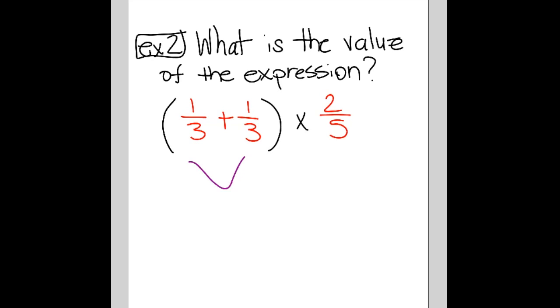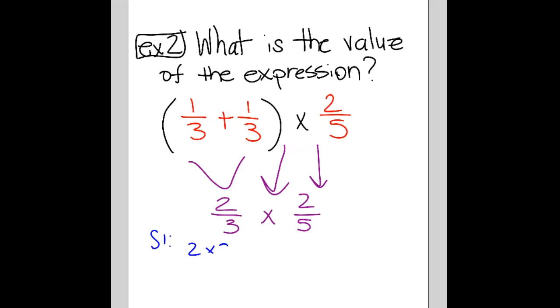So what is 1/3 plus 1/3? If we can remember, it's just going to be 2/3. I bring down my multiplication. I bring down my 2/5. So now we have what we were working with. So step 1 says for us to multiply going across, so 2 times 2 over 3 times 5.